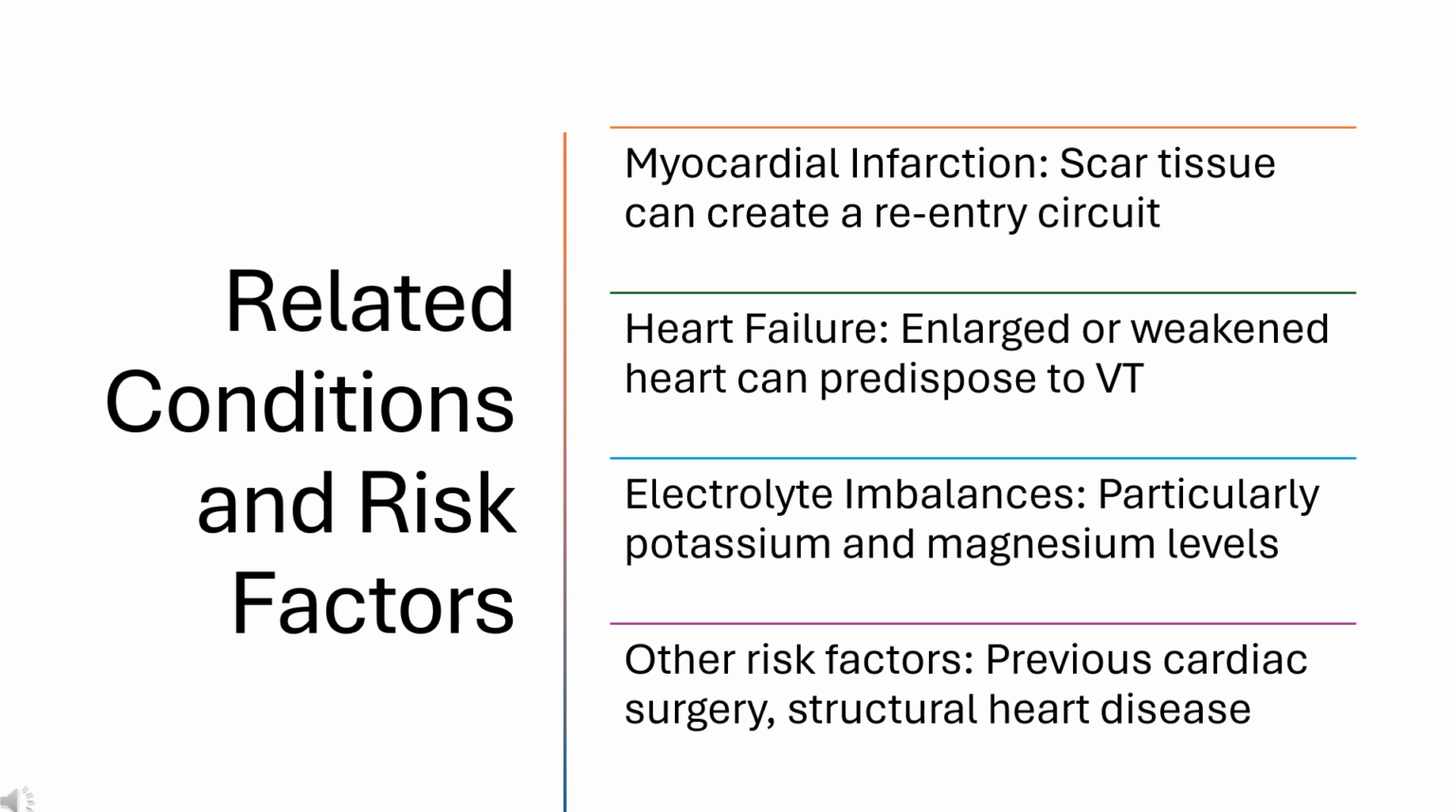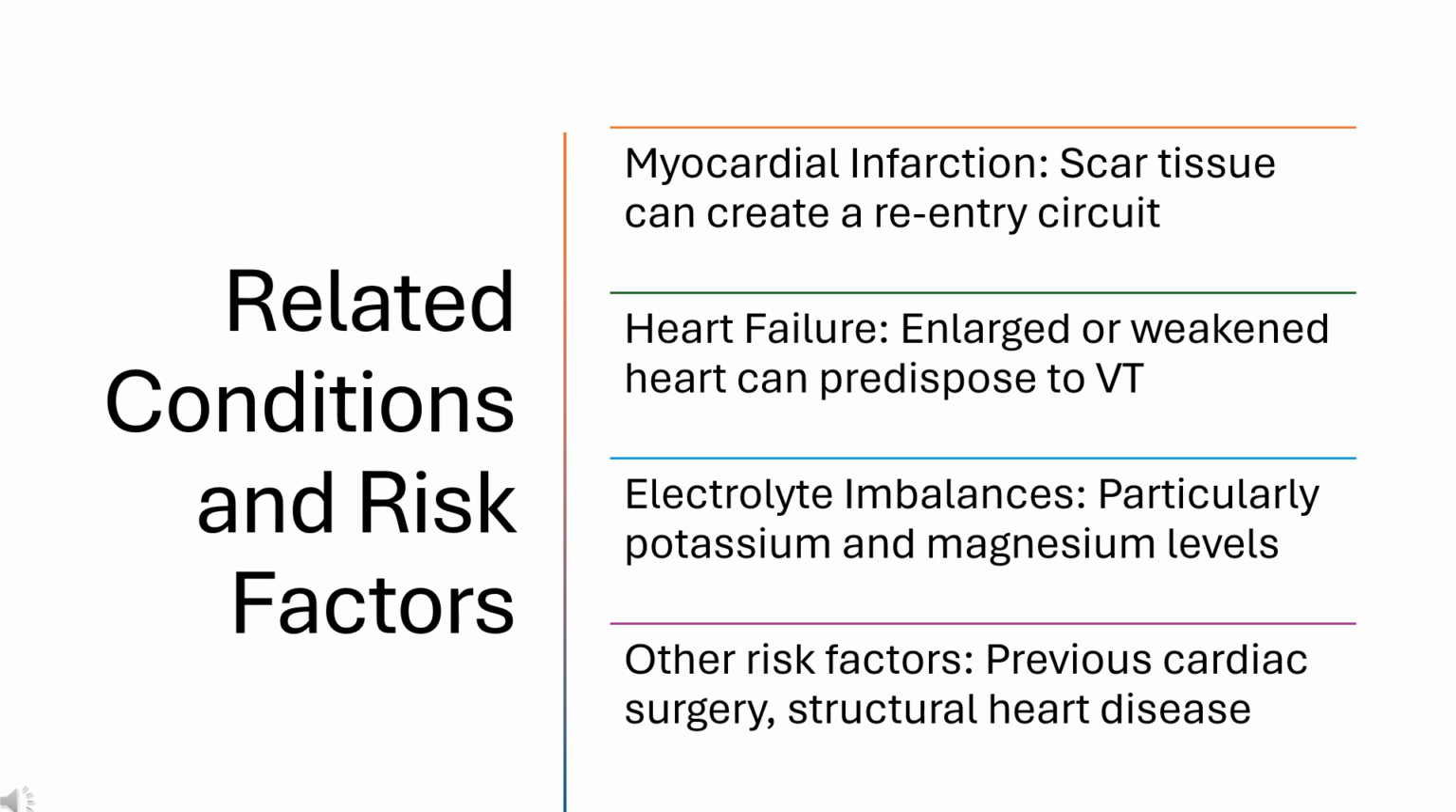A myocardial infarction, commonly known as a heart attack, can lead to the formation of scar tissue in the heart muscle. This scar tissue can disrupt the normal electrical pathways of the heart, creating areas where electrical signals can re-enter and cause abnormal rhythms. VT often occurs due to a re-entry circuit where the electrical impulse continuously loops through an area of the heart, leading to rapid ventricular contractions. Scar tissue from an MI provides the perfect substrate for such re-entry circuits, making MI a significant risk factor for VT.